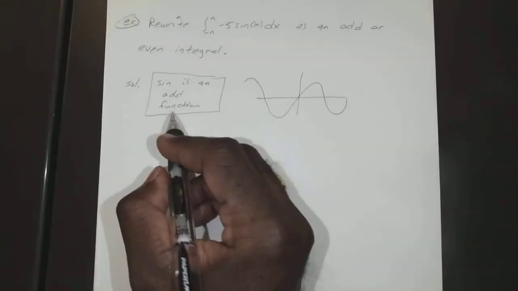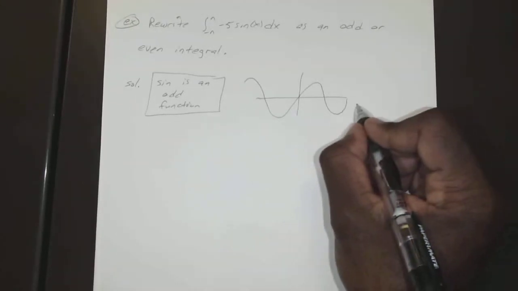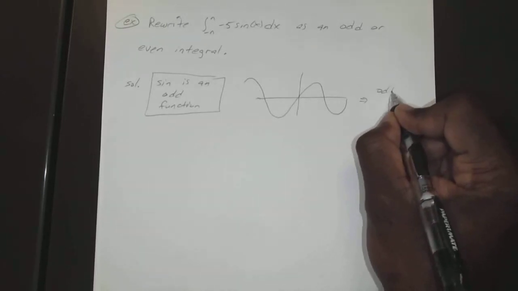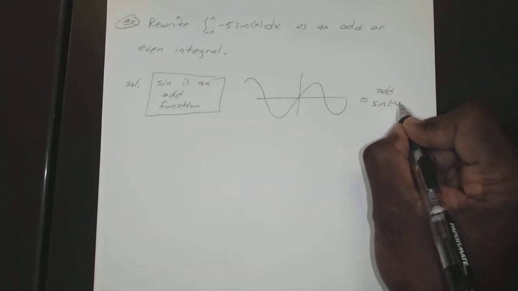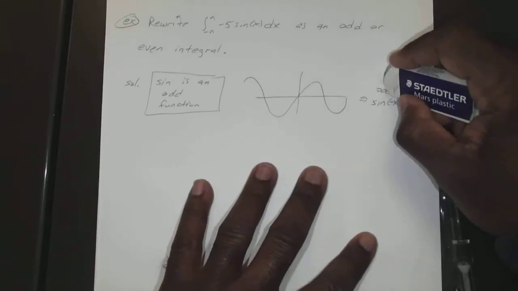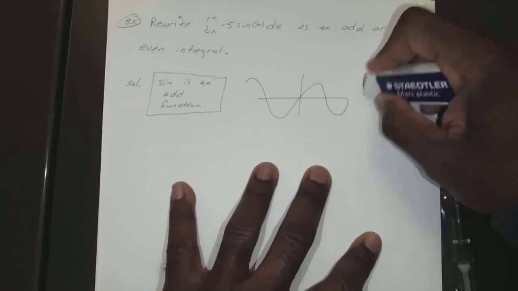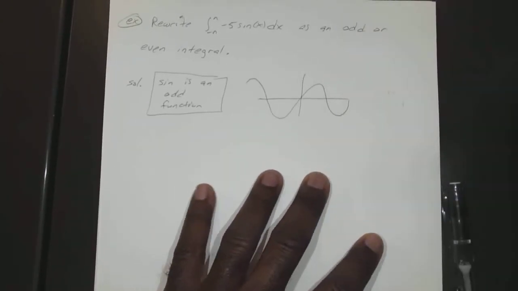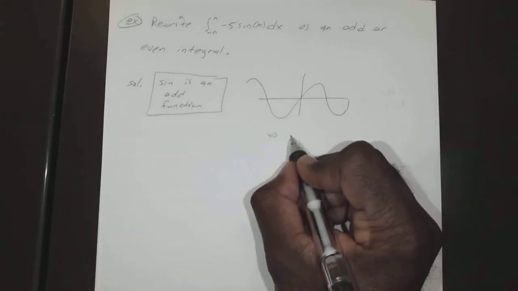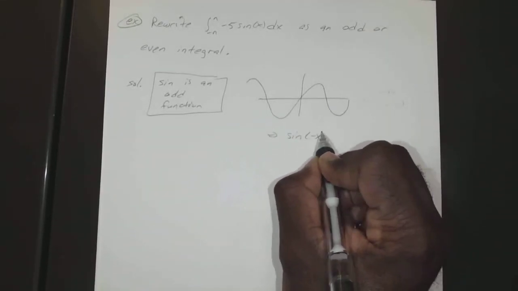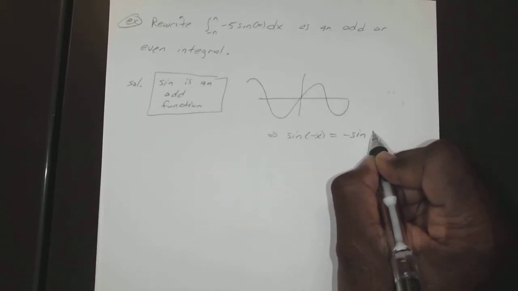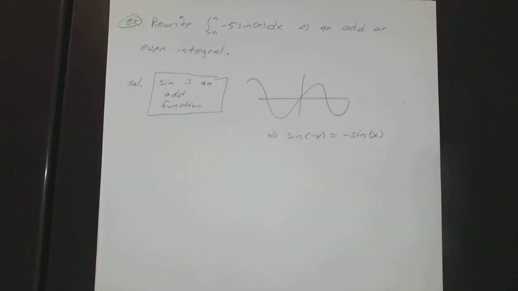Okay, so since it's odd, sine of -x is actually equal to negative sine of x. Actually, cosine and secant are the only two even functions. All the other four are odd. So that should help.